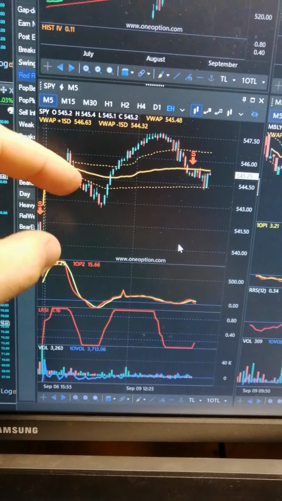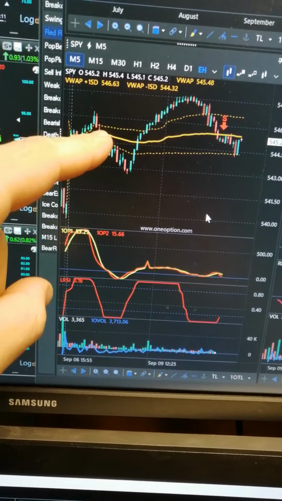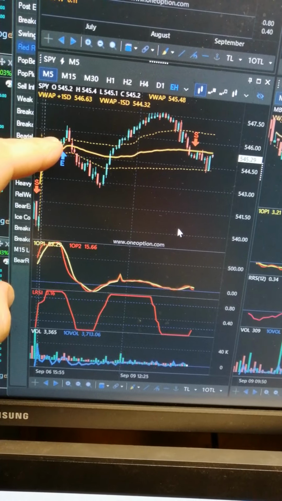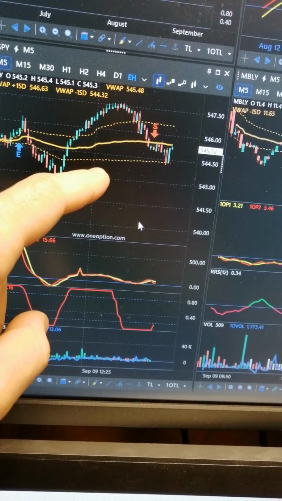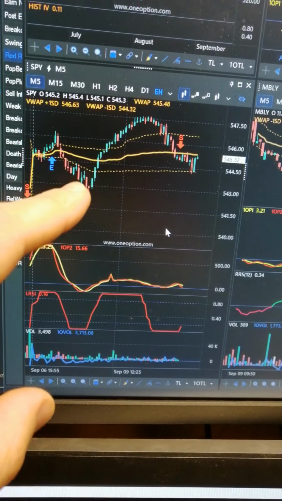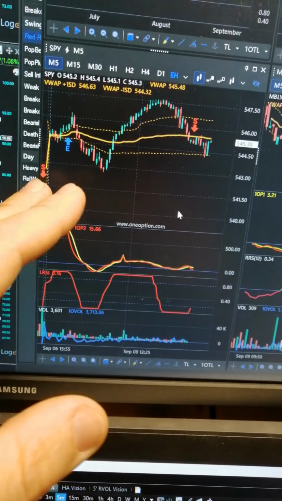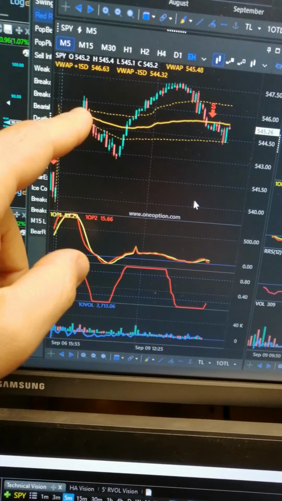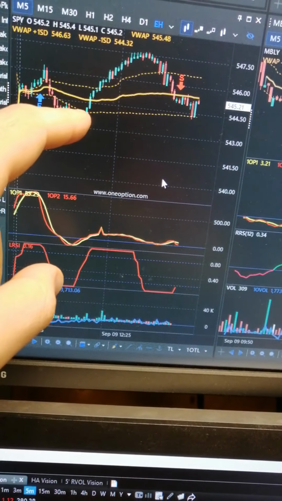And usually what you need is, these are just one standard deviations of VWAP. Almost all the time you'll see typically the price bounce off of VWAP, then bounce off of the standard deviation, then continue lower. That's a high probability trend day. If you don't get that, the chances of you getting no trend day, like just a chop day, are very high.